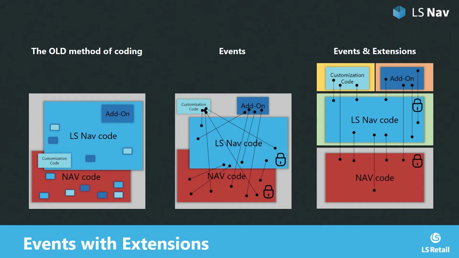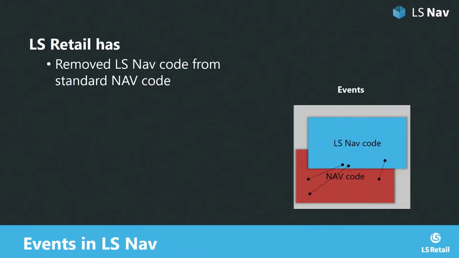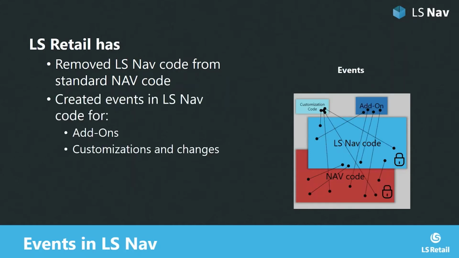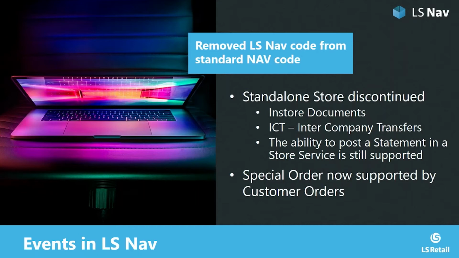Extensions are needed for LS Nav 365 as software as a service, but not for LS Nav implementations. Here we have replaced the standard NAV code without affecting other components like customizations or standard LS Nav code. LS Retail has removed LS Nav code from the standard NAV code, and we use events to communicate. We have created events inside of LS Nav code for add-ons, customization and changes. In addition, we have discontinued the standalone store functionality, meaning in-store documents and ICT, which is intercompany transfers, but we have left the ability to post statement in a store service or store server is still supported.